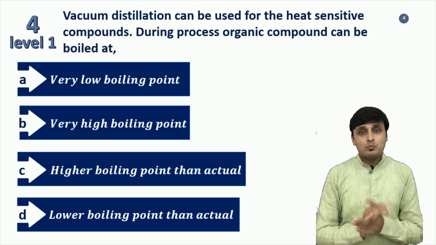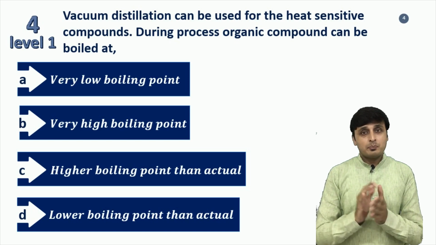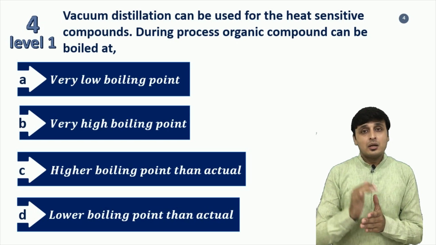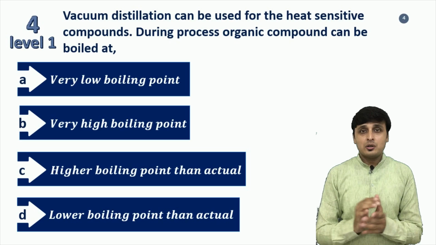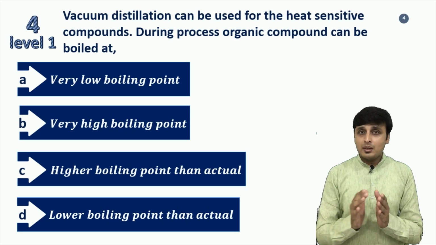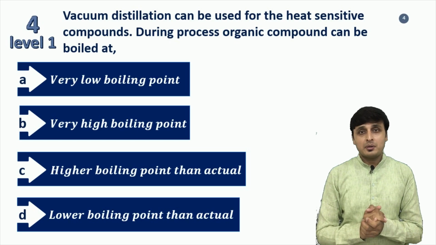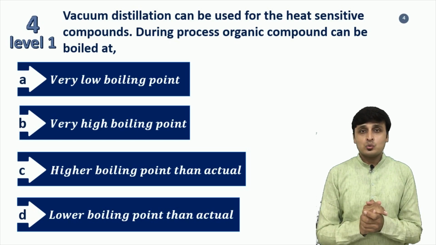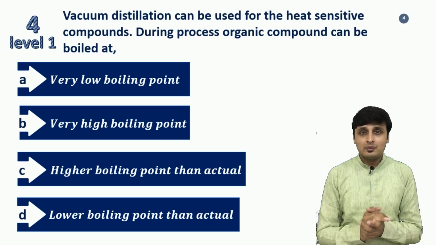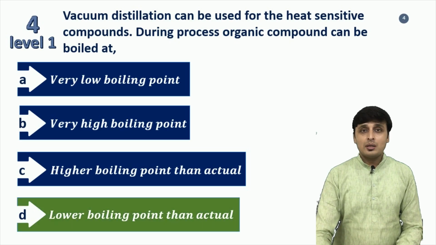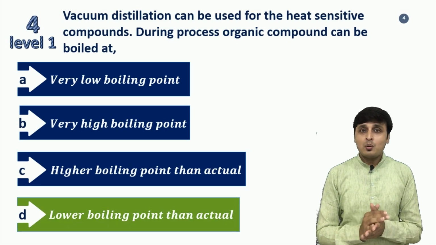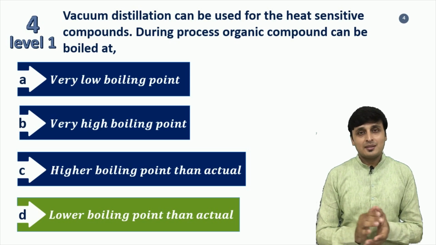Dear friends, vacuum distillation is the kind of process where the distillation is done under reduced pressure, and when the pressure is reduced, the boiling point of the compound is reduced, and therefore the compound will boil at a lower temperature than the actual temperature. This technique is specifically used when the compound is heat sensitive, and therefore the correct answer for this question is option D, that is lower boiling point than the actual. The compound is safe and will not decompose due to the heat, and the correct answer here is option D, lower boiling point than the actual.